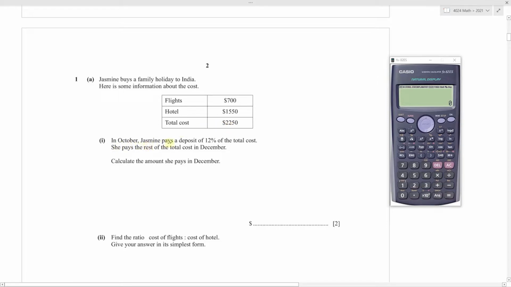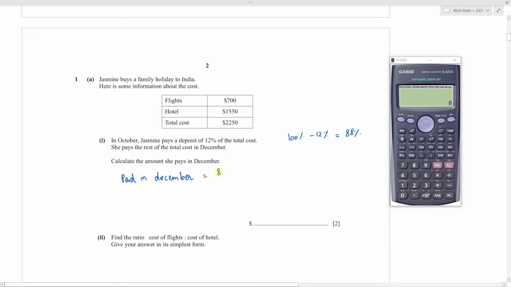In October, Jasmine pays a deposit of 12% of the total cost. She pays the rest of the total cost in December. Calculate the amount she pays in December. So amount paid in December you have to calculate. So she paid 12% of the cost. So that means 100% minus 12%. The remaining cost is 88% of the total cost.